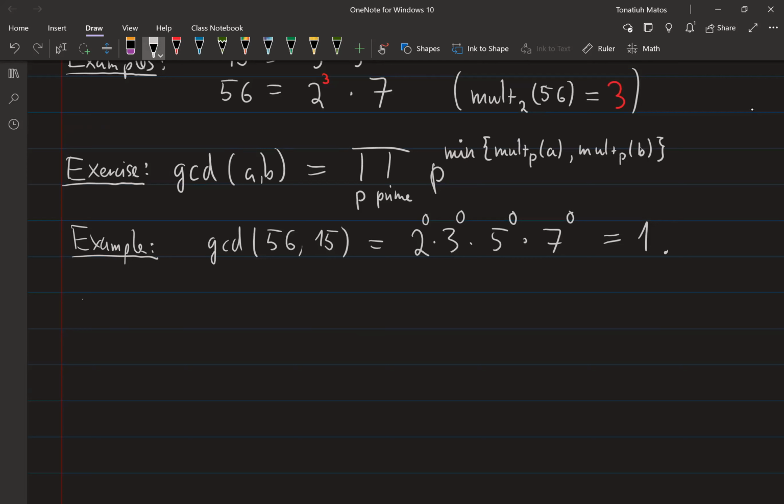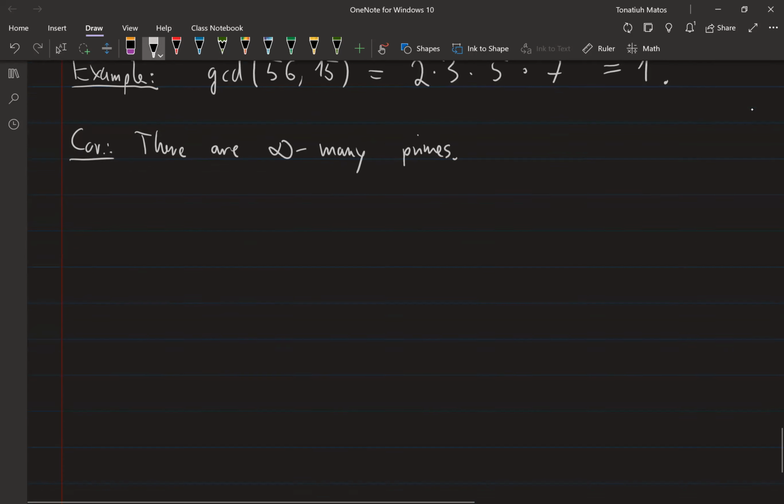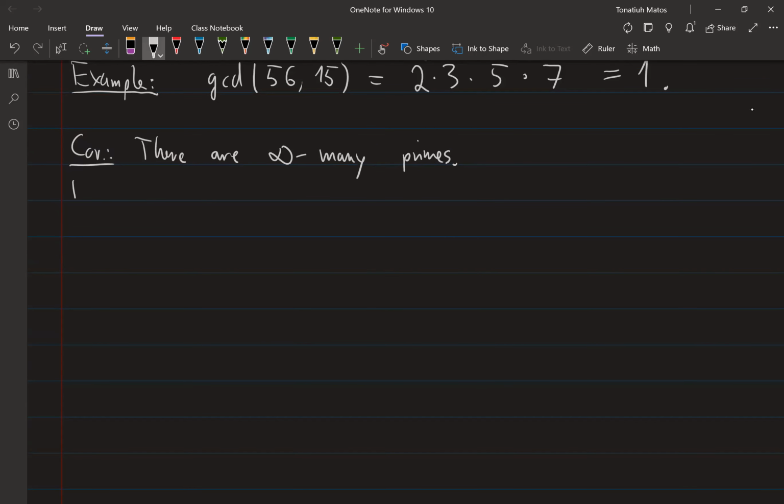Maybe let's just do this corollary. There are infinitely many primes. Something that hasn't been mentioned at all, and it's very neat, and I'm sure you've seen this proof 1,000 times. It's one of the first things that people prove ever.